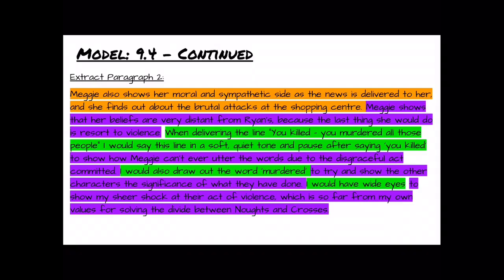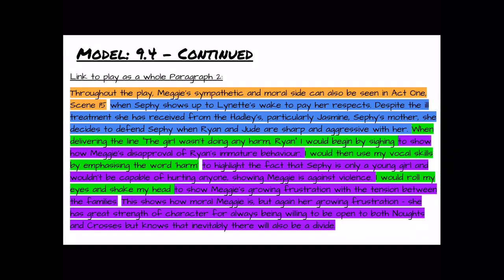I would have wide eyes to show my sheer shock at their act of violence, which is so far from my own values for solving the divide between noughts and crosses. So here we're showing a different interpretation of Meggie. We're thinking about how, in the situation when this has happened, she's really feeling for the people that have been hurt in the brutal attacks, and how she's quite a moral person and wouldn't resort to violence. So in order to link that to the play as a whole, we're thinking about her kind of sympathetic and moral side, and we're linking it to Lynette's wake.